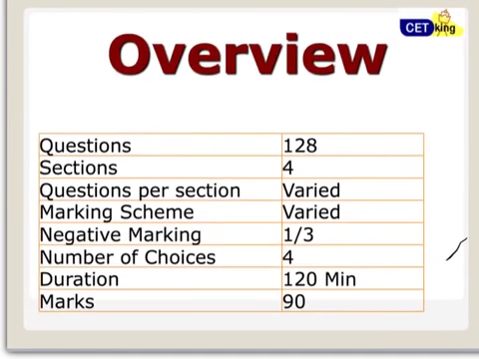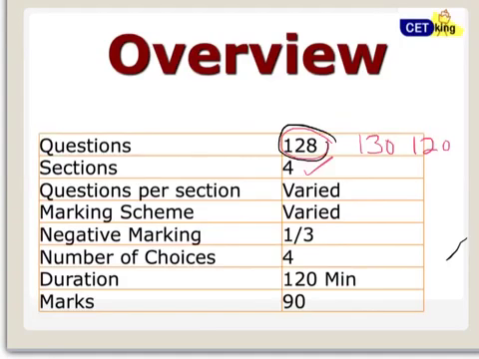The total number of questions every year will change. Last year, for example, was 128 questions, but you never know how many questions you're going to get this year. This year can be 130 or 120. We don't know. The number of sections is fixed. There are 4 sections. I'll give you the idea about what kind of questions are coming in each of the sections in some time. But let's start the overview.